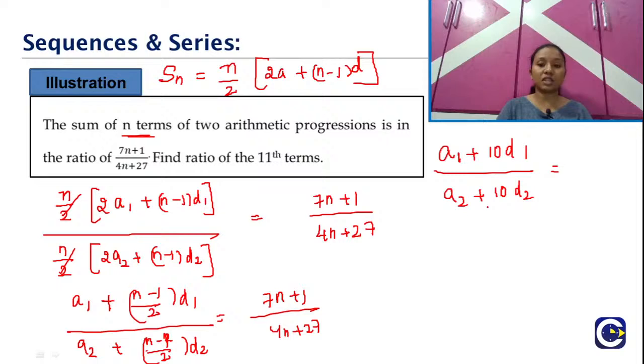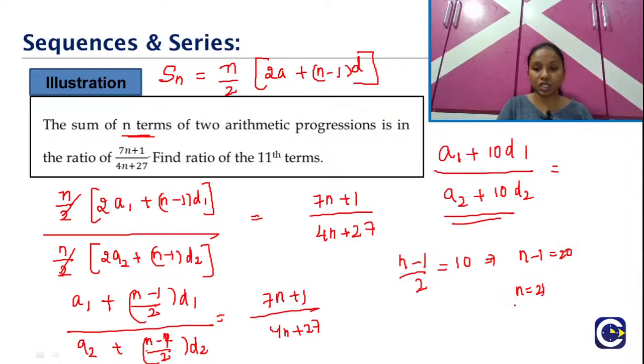Right. So if we compare this required thing to our derived condition, a1 is the same plus something into d1, and in the denominator a2 is the same plus something into d2. So this something is common. That means (n minus 1) by 2 is common in both the numerator as well as the denominator, and this (n minus 1) by 2 is equal to 10. So from this condition, we can easily determine the n value. That means n minus 1 equals 20, and n will be equal to 21.